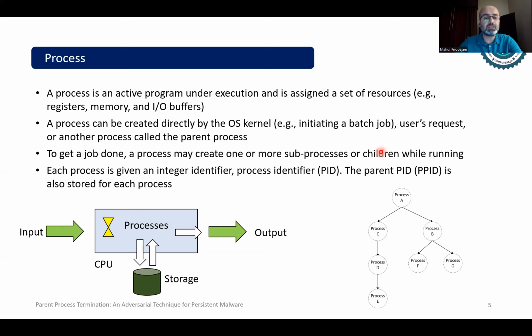Normally in kernels, a process is given an integer which identifies that process. This integer is called the process ID or process identifier. Also, a process may need to create some sub-processes, called children of that process, to do the job. So we have an ID for the process, called PID, and also an ID for the parent of that process, called parent process ID or PPID.